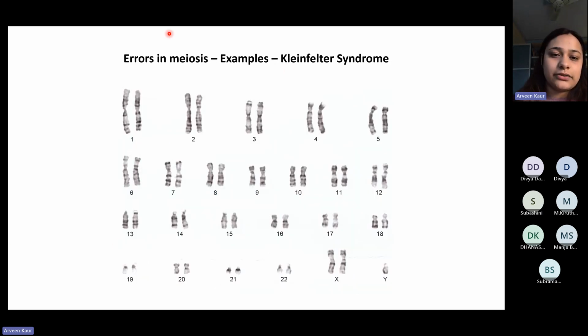Then there's a third kind of syndrome that could occur due to it. There are a lot of them. Okay, I have mentioned just four examples over here. This is Klinefelter syndrome. So I have given you a karyotype for this also. Look at it and see how this one is defective.